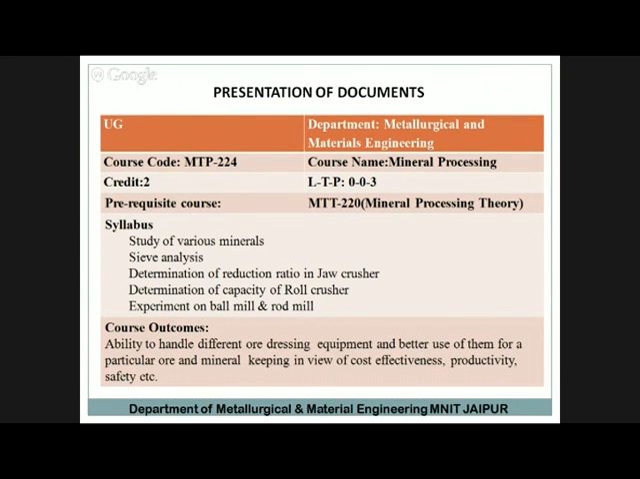And this is for the practical course, Mineral Processing, MTP. In our program, MT is for metallurgy and P is for practical. MTP 224 is the course code, the credit is 2, and the LTP is 0-0-3, that is 3 practical periods. This is a practical lab course. Then the syllabus, and here is the course outcome.